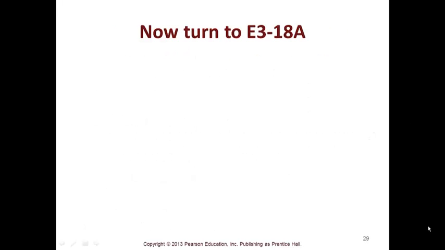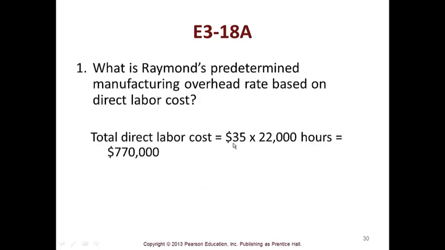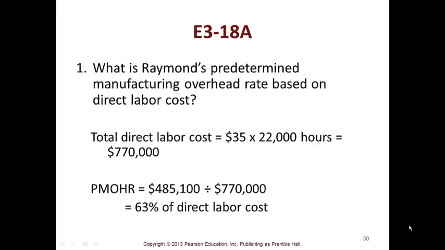Let's move on. Let's look at E318A. So this one says, what is Raymond's predetermined manufacturing overhead? He had total direct labor costs of $770,000. You need to look at the problem in the book so you can get the numerator and the denominator figured out. His predetermined manufacturing overhead rate is therefore the $485 divided by the 770. So look in your book, and we'll follow along as we're going through it. That comes up to be 63% of direct labor cost. Remember, this number here is that estimate.